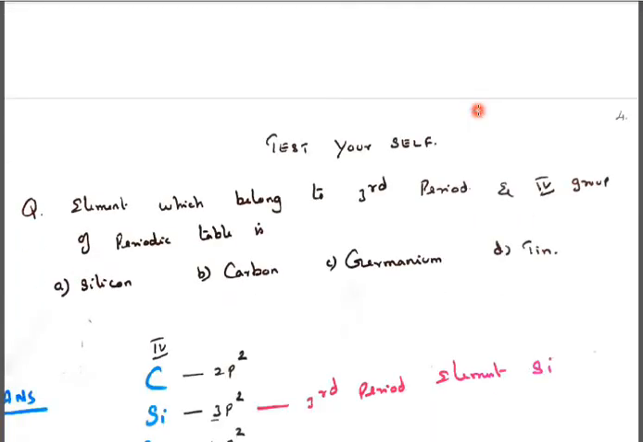Test yourself. Find out the answer by writing the question alone and working it out, and then see the answers. The elements which belong to the fourth group of the periodic table are silicon, carbon, germanium, tin. So all these belong to one family. It is the carbon family.